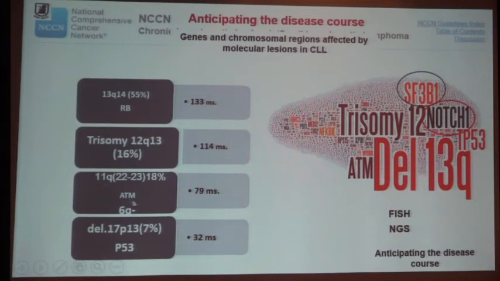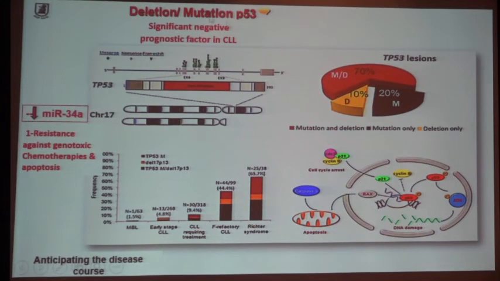We have ATM expression of the oncogene, and deletion of P53, actually with the P53 deletion mutation. We add to this the molecular study: the SF3B1 mutation and the NOTCH1 mutation, which is now rising. Deletion mutation of P53 is very important. As we all know, in 70% of the cases they have mutation and deletion. We have just 20% mutation only and 10% deletion only.